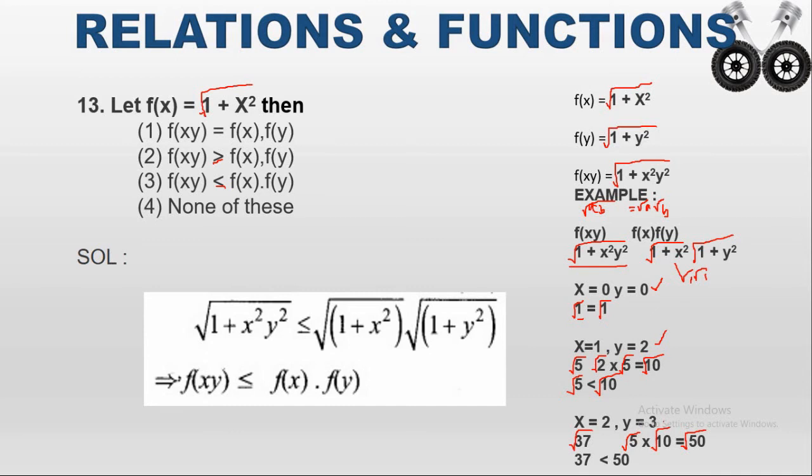So in LHS we have square root of 37 and in RHS we have square root of 50. Which one is greater? Square root of 50 is greater. That is, square root of 37 is less than square root of 50.